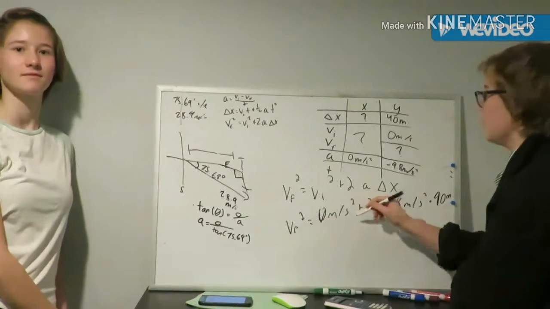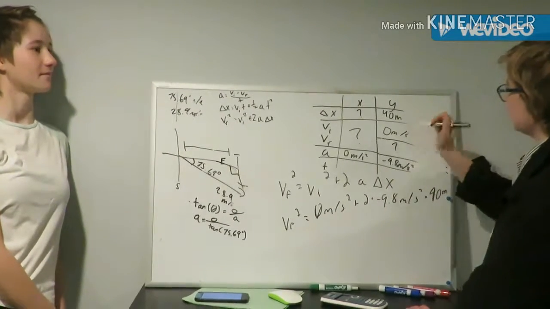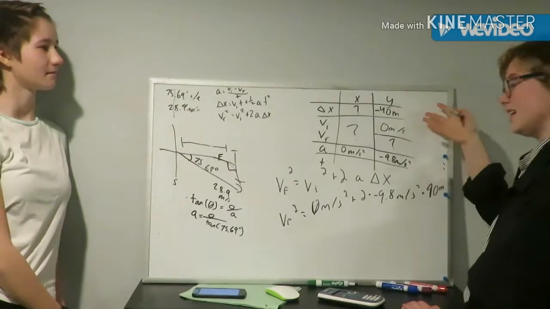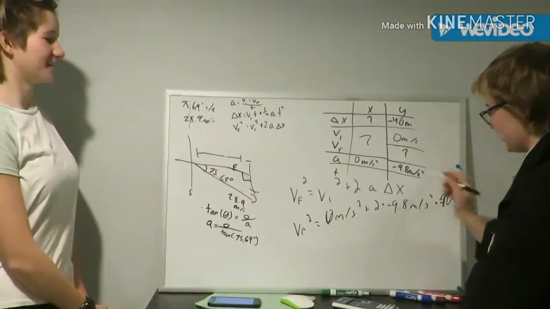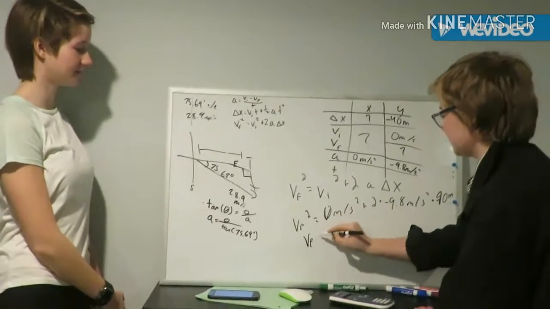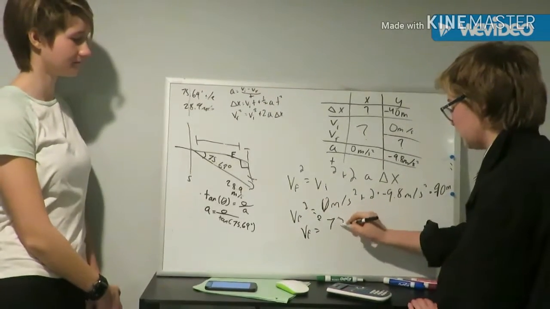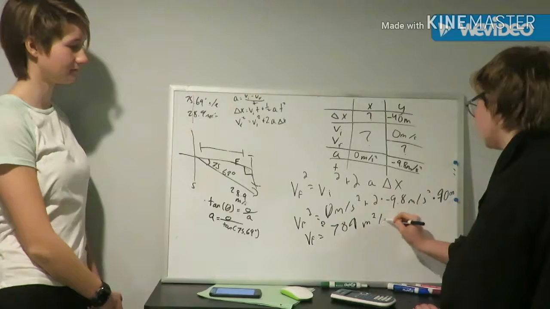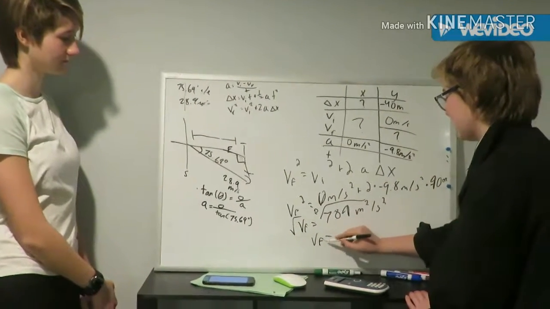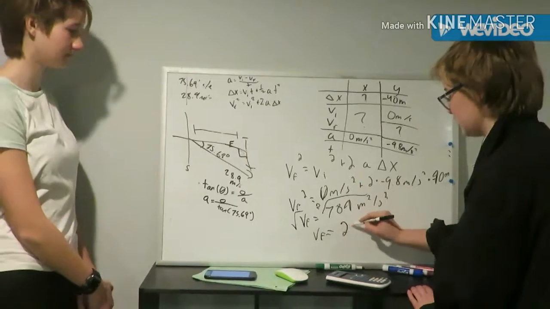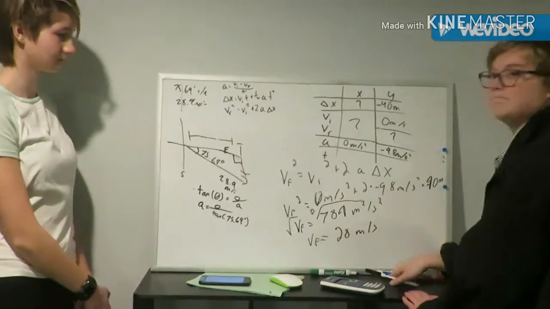And so, wait, Sherlock, I just realized displacement is negative. You're right. I'm so sorry. It's okay. So now we can get a positive to do the square root. So this all turns out to be 784 meters squared per second squared. So we take the square root of all of that. And so now we get that our final velocity is 28 meters per second.